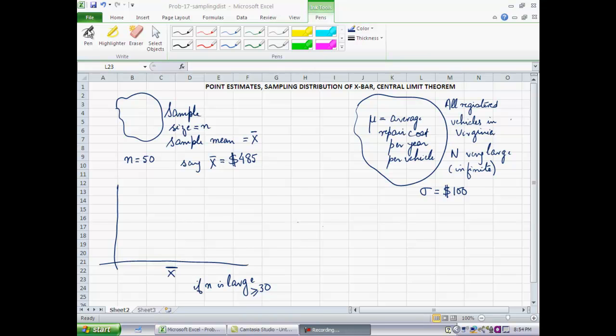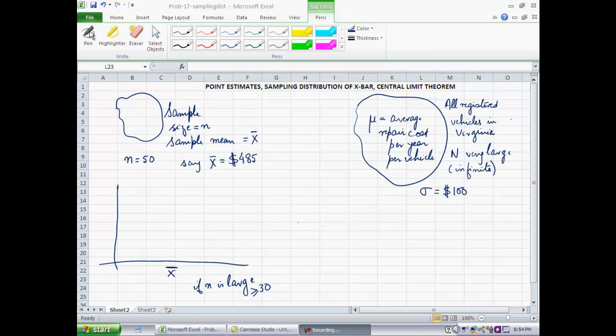In this segment, we will be discussing point estimates, the sampling distribution of X bar, which is the sample mean, and a very important theorem in inferencing, which is the central limit theorem. Let's take one of the examples that we had used in the previous clip.